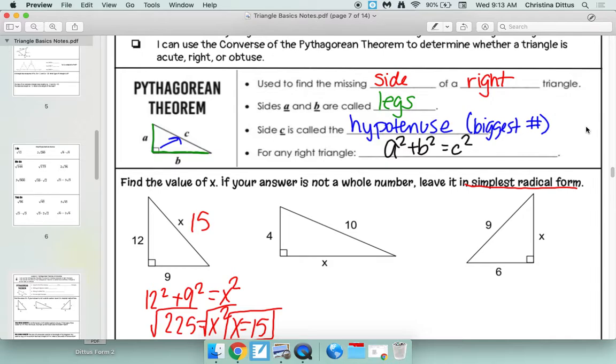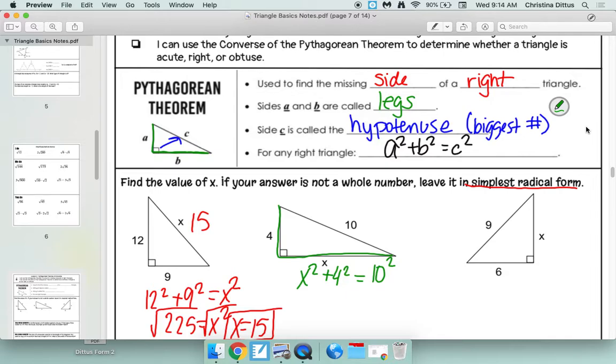Alright, next one. Do I have my C or am I looking for it? You have it. What is it? 10. Okay? So then your other two are your legs. Like I said, doesn't matter which order you go in. So like x squared plus 4 squared equals 10 squared. Here you can't just punch it in because you're going to have to subtract.